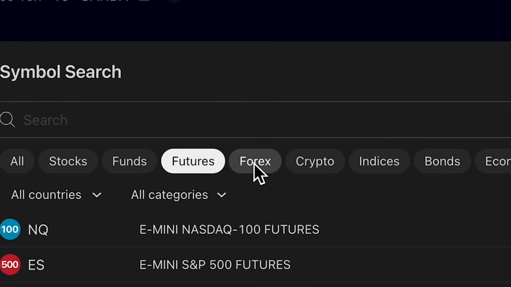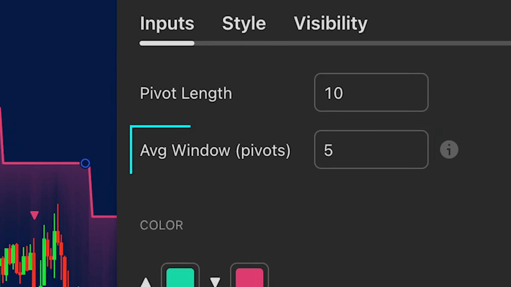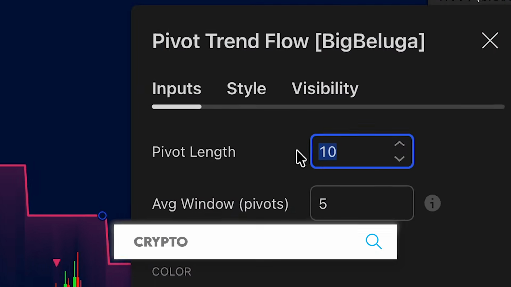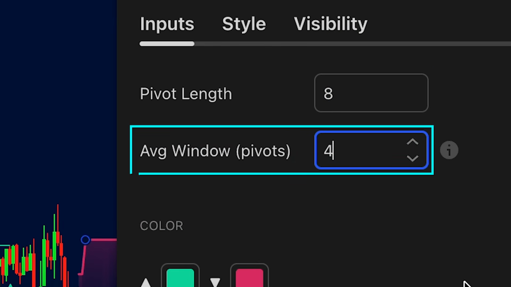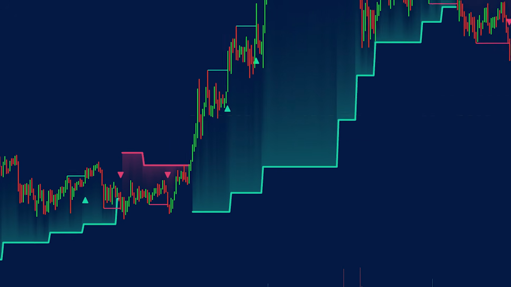But the sad truth is, this system needs different settings for different markets. For forex, set pivot length to 10 and AVG window to 5. Focus on 15-minute to 1 hour where pivot structure is cleanest. For crypto, set pivot length to 8 and AVG window to 4. Crypto moves faster, more aggressively, so you need quicker pivot detection and band adaptation.